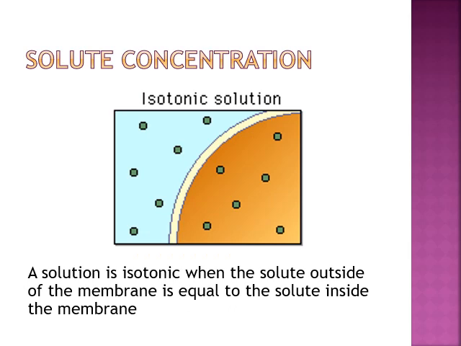We can describe these solutions in different ways. If we have two solutions that have equal amounts of molarity, equal amounts of solutes per unit volume, they would be termed isotonic. Iso means same. Isotonic. Isosceles triangles all have the same angles. Isotope, isomer. So iso, we have the same solute concentrations.